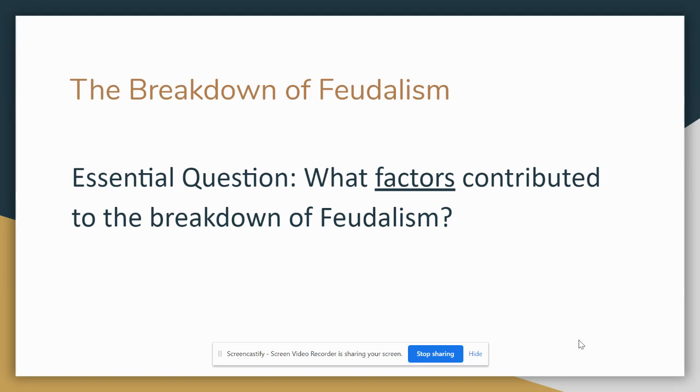And we also looked at the role of the Magna Carta and this idea that kings and monarchs are also subject to law. And so that's also sort of breaking down what rights people have. And now we're going to look into the Black Death.